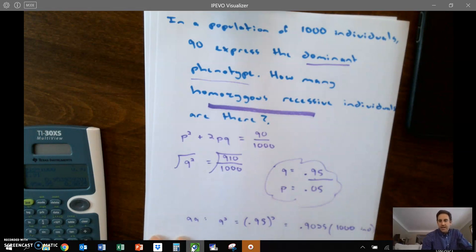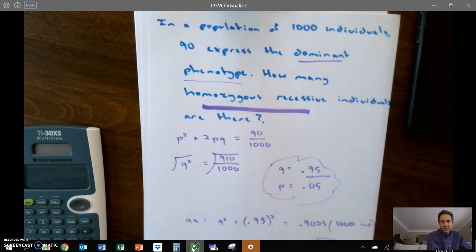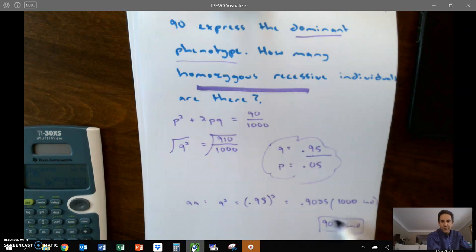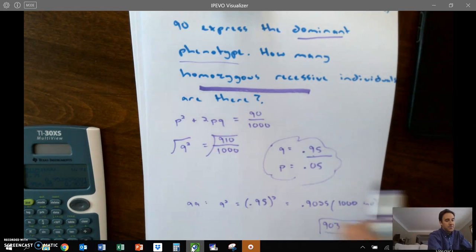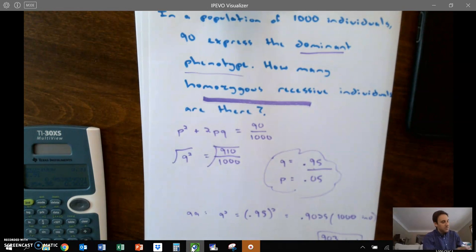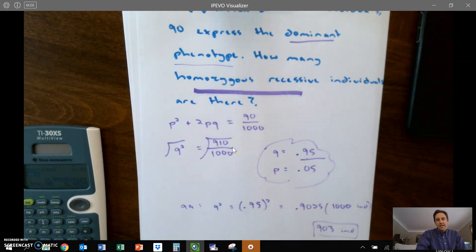Now, what's kind of funny is if I hadn't rounded off my q that way, I actually would have gotten 910 individuals. So this is the result of rounding. If I hadn't rounded q off, I actually would have gotten 910 individuals, which is what it gave me in the question. So I showed you a roundabout way of getting an answer that was already kind of there. But the process will be useful for other problems as well.